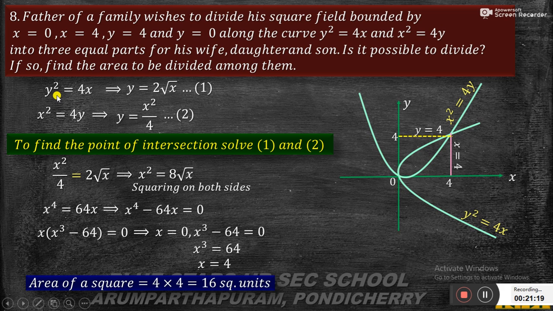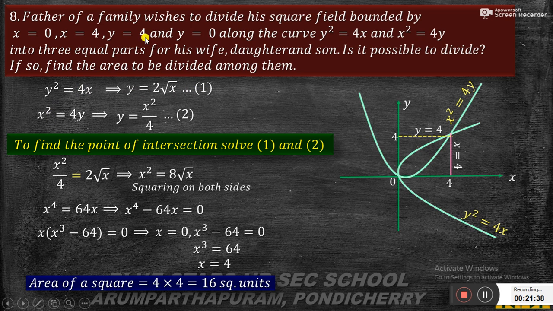So now I write the given curves. There are two curves, y square equal to 4x and x square equal to 4y. I write y square equal to 4x. From this, y equal to, I take the square root on the right hand side, so square root of 4x. Square root of 4x means square root of 4 is 2 root x. This is equation number 1.